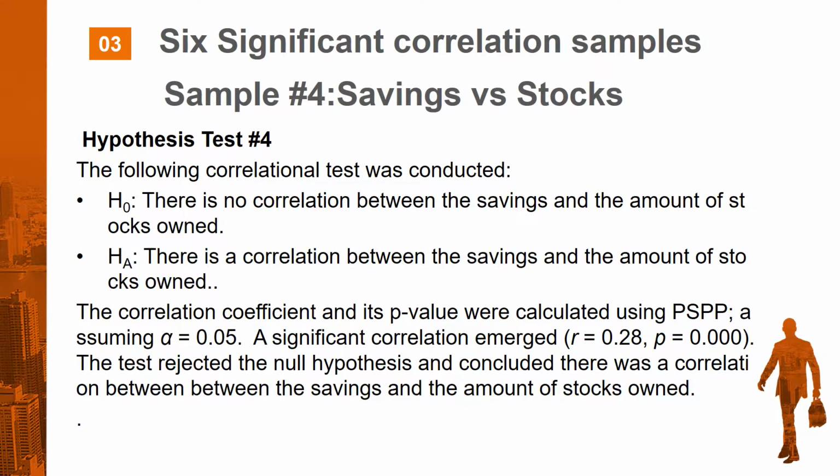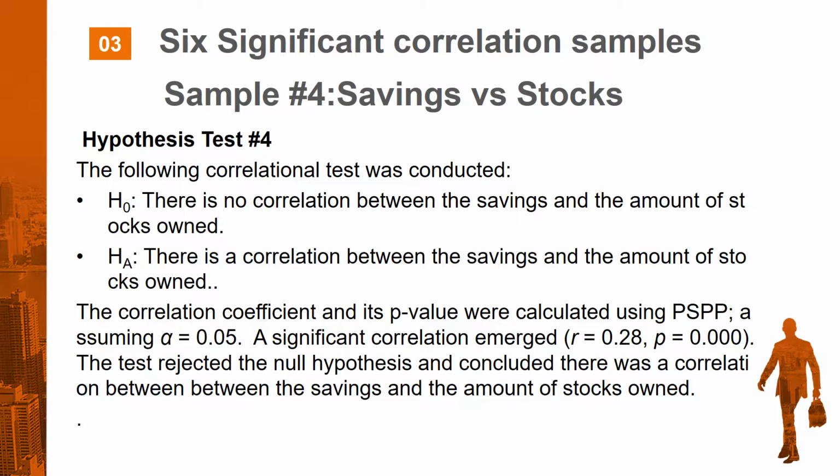Our fourth sample is based on savings and stocks analysis. So what is our hypothesis here? Our H subscript 0, our null hypothesis, is saying that there is no correlation between savings and the amount of stocks that an individual owns. And our alternative hypothesis is saying that there is that correlation or relationship between the amount of savings and the amount of stocks owned by an individual.